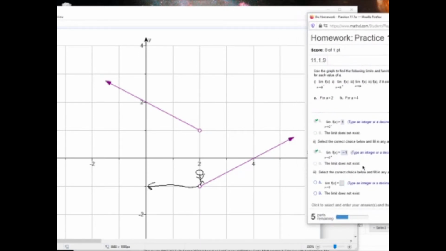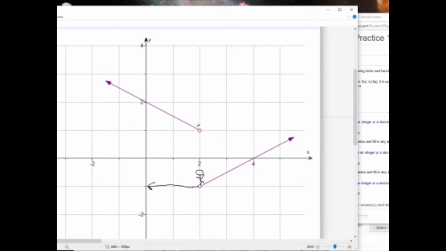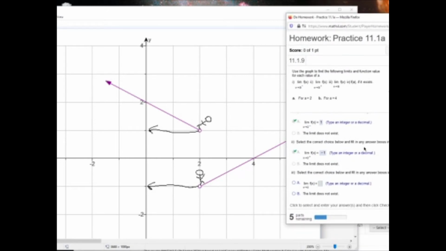So the next question is, what is the limit as we approach 2? Now notice there's no superscript, so that means this is a two-sided limit. And for the two-sided limit to exist, the left and the right have to be equal. But if you look here, the left-sided limit is +1, but the right-sided limit here is -1, so these limits do not equal. Since they don't equal, there's no two-sided limit. The two-sided limit does not exist.